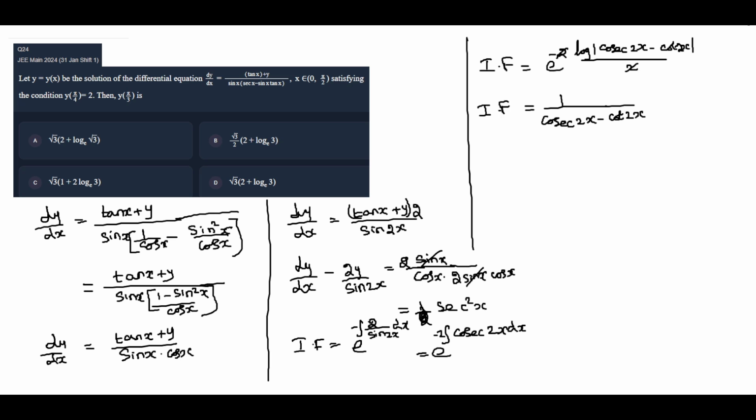Now take a conjugate: cosecant 2x plus cot 2x divided by cosecant 2x plus cot 2x. Then the denominator value will be 1 because of the identity. So the numerator will be cosecant 2x plus cot 2x. This is IF.